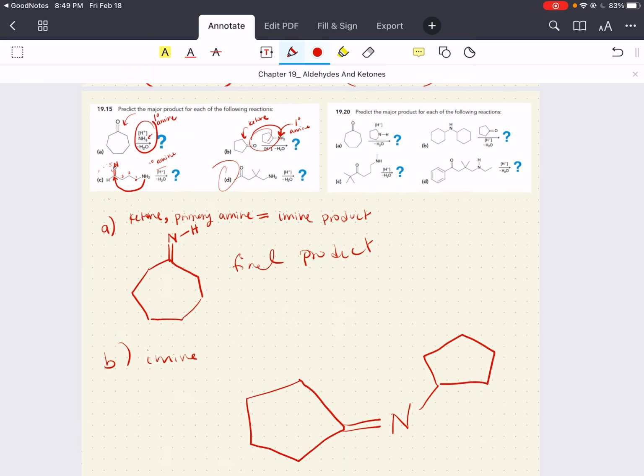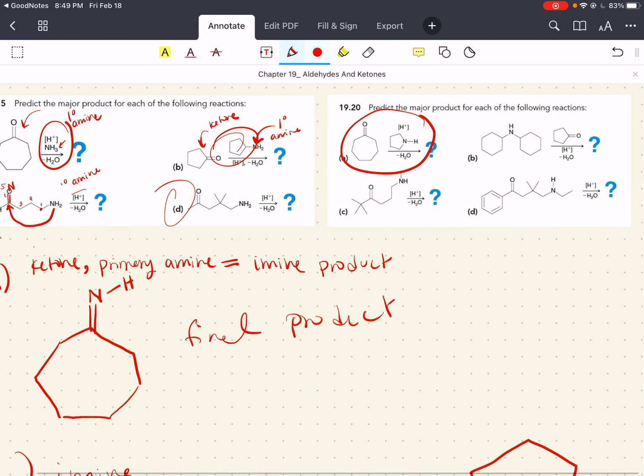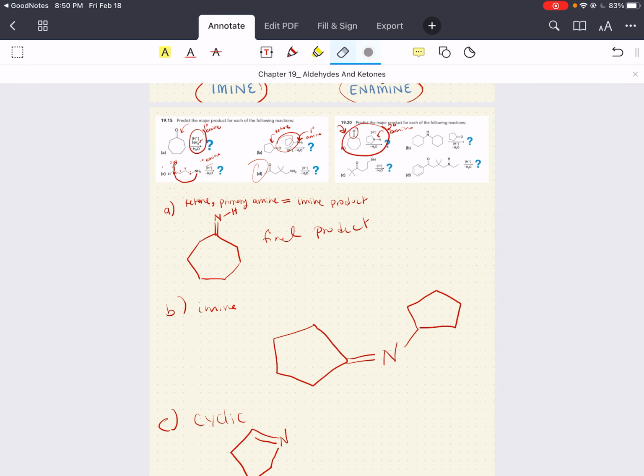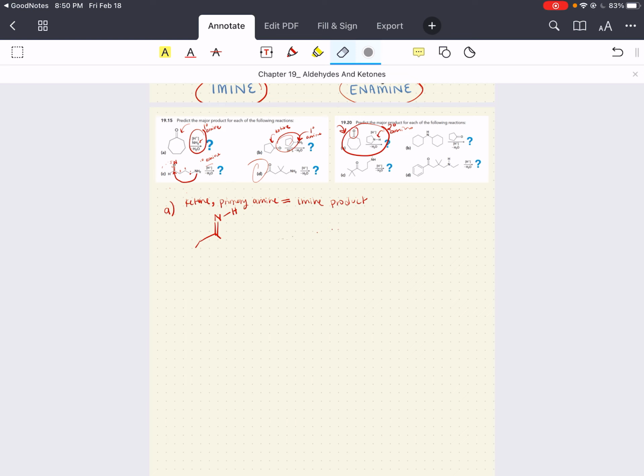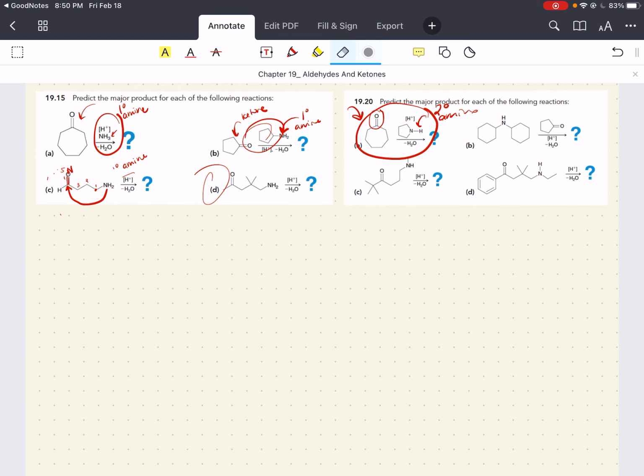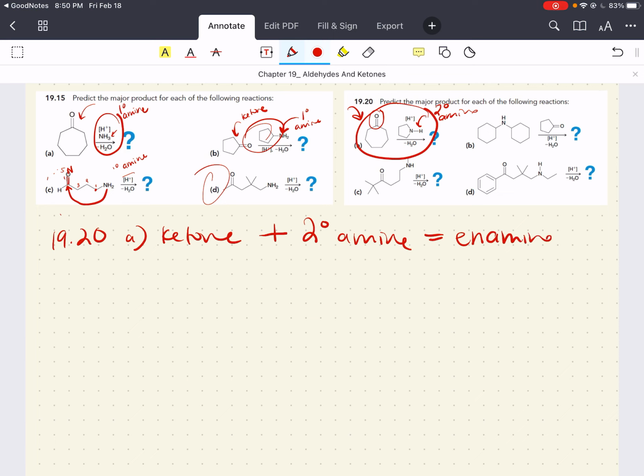Let's do a few of these right here. We have this starting material, and it's reacting with a secondary amine. We have a ketone reacting with a secondary amine. That means our product is going to be an enamine product, and we're going to go ahead and try to draw that. Let me erase our practice of imine products and let's get into enamine. For A, we have a ketone reacting with a secondary amine. We know our product is going to be an enamine product. So what that means is, let's draw the ring structure here.